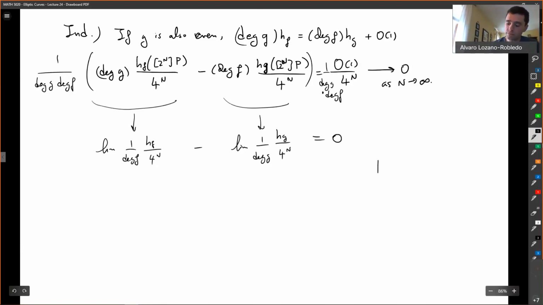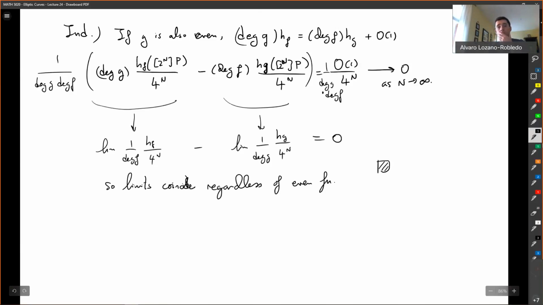Okay? So the limits coincide regardless of the even function that we picked. Okay? So that's great. Whenever we have something like that, we make a definition for it.